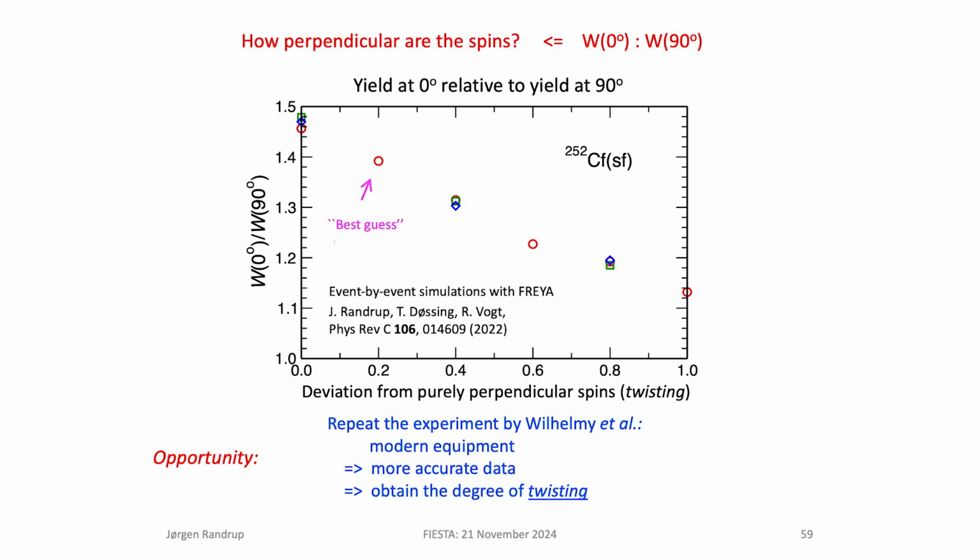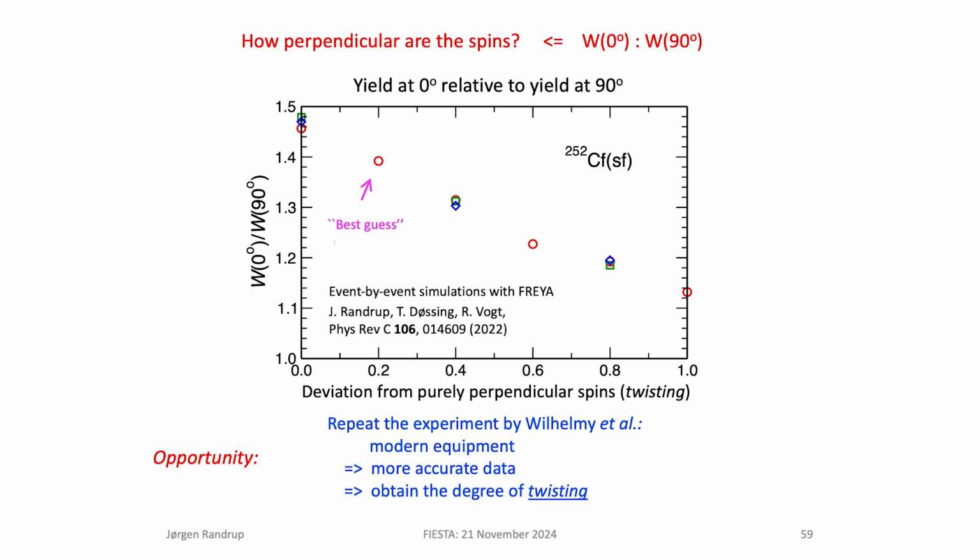The yield at 0 relative to the yield at 90, that's the ratio. This is what I showed you before, if we have only perpendicular. And now if you mix in twisting, this means angular momentum component along the beam, along the fragment direction, they're no longer 90 degrees, but less. Then you get more and more at 90 degrees, right? So then this ratio goes down, goes like this. And for reasons I won't get into, our best guess is that maybe nature lies here.